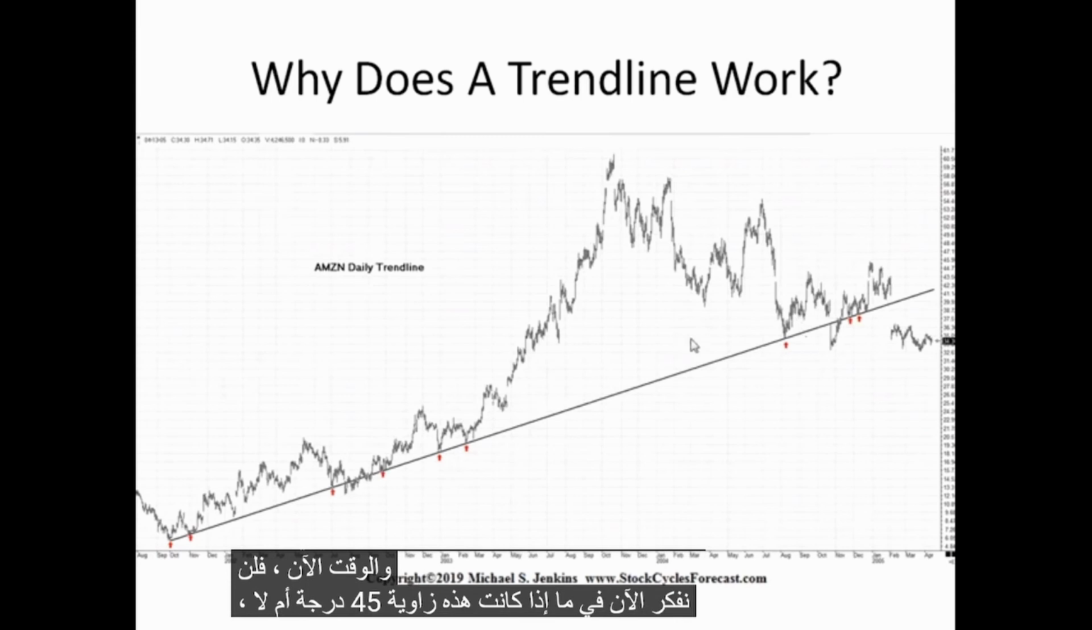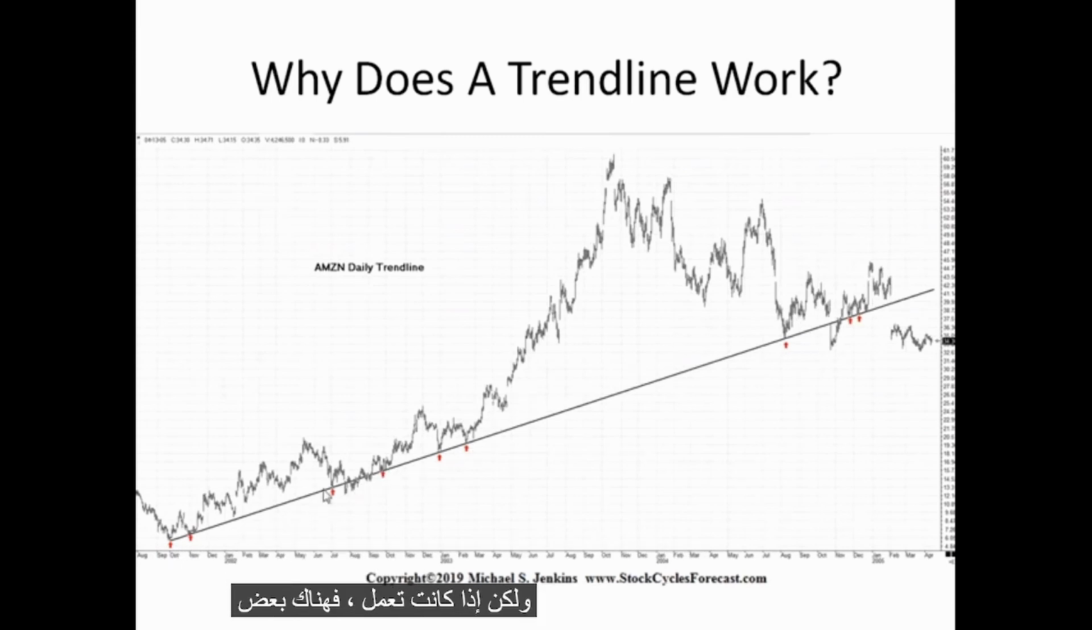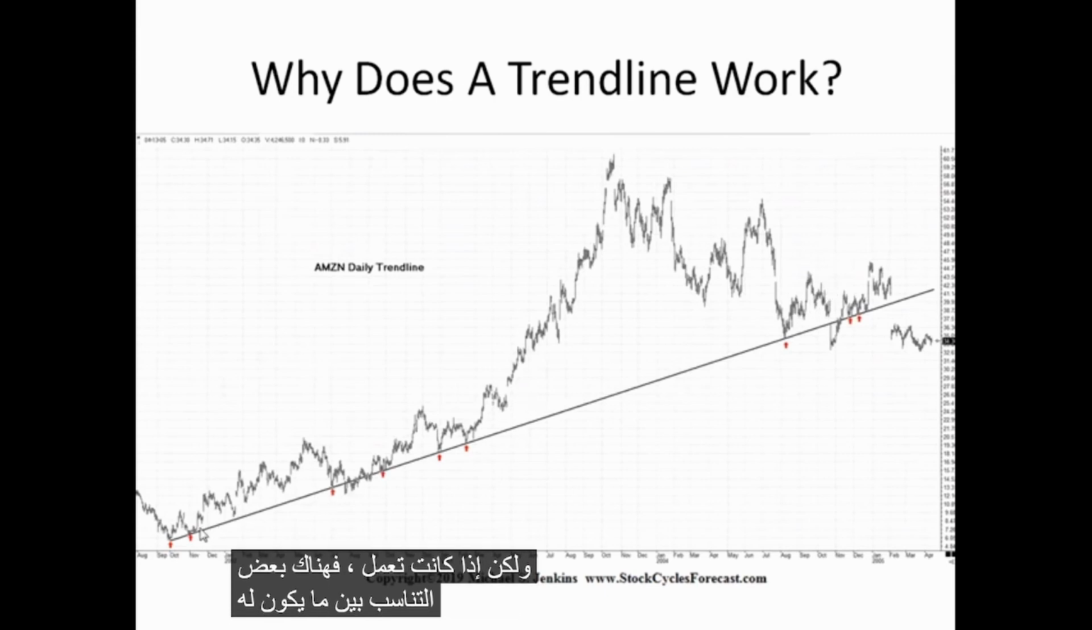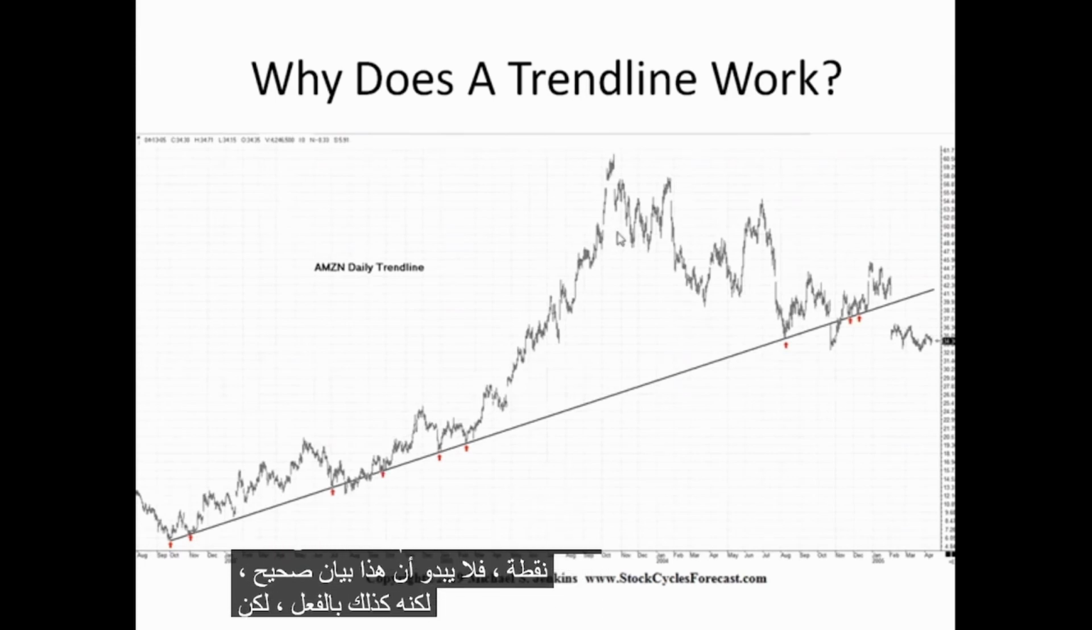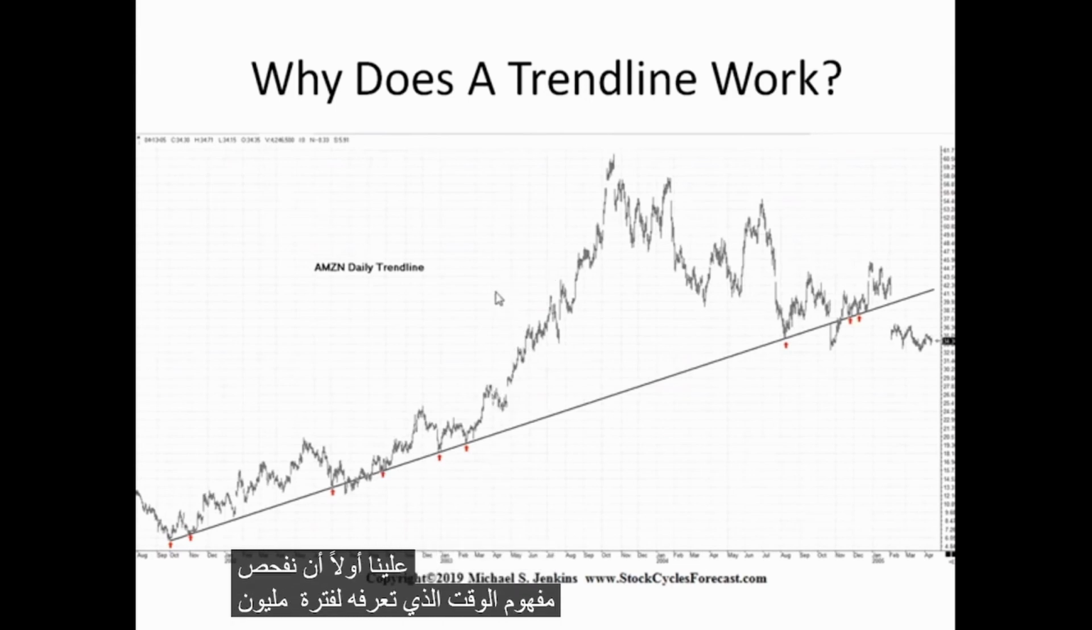Now, let's not think about right now whether or not this is a 45-degree angle. But if it's working, there is some proportion that has an equality of time and price. Otherwise, it wouldn't work. Obviously, if you go over 300 days and you're not up 300 points, it doesn't seem to be a true statement. But it really is. But first, we're going to have to examine the concept of time.